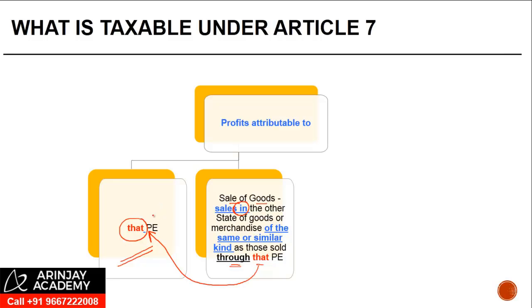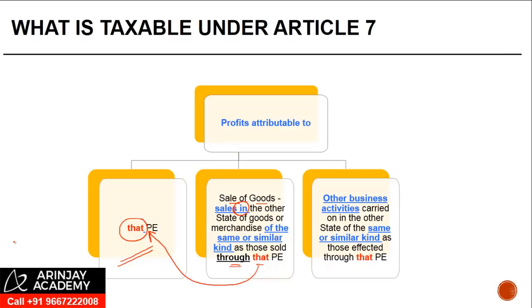So if there are sales of goods or merchandise in India, not the sale of goods outside India, but sale of goods in India by the foreign enterprise directly, of goods or merchandise of the same or similar kind as those which are done through the PE, will also be taxable in India. If there is an activity which is carried out by the Indian PE outside India, even that may be taxable in India. But if the PE does not have any role whatsoever in the activities outside India, then nothing further can be attributed. Other business activities carried on in the other state of the same or similar kind as those effected through that PE. The same analogy applies to this as well.